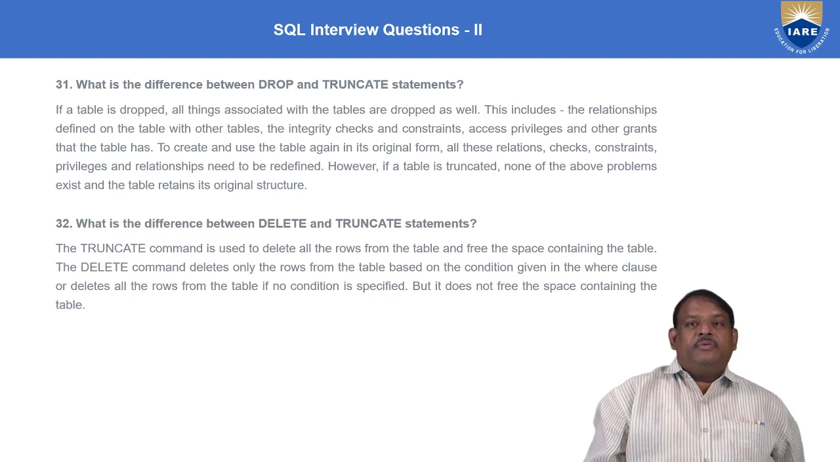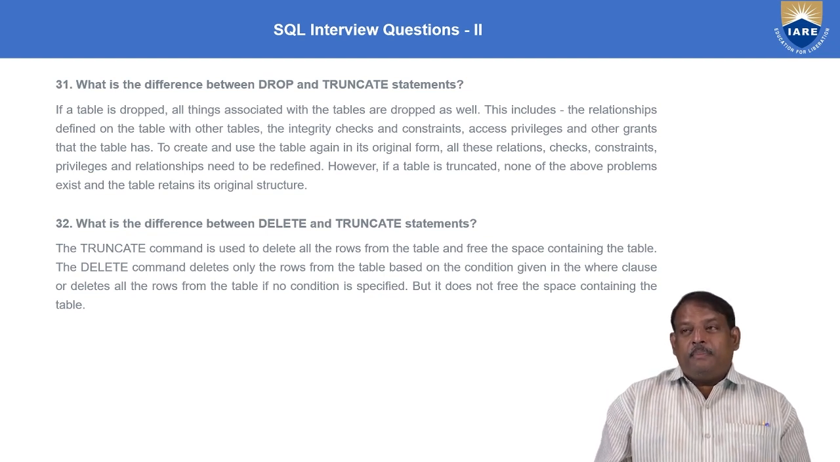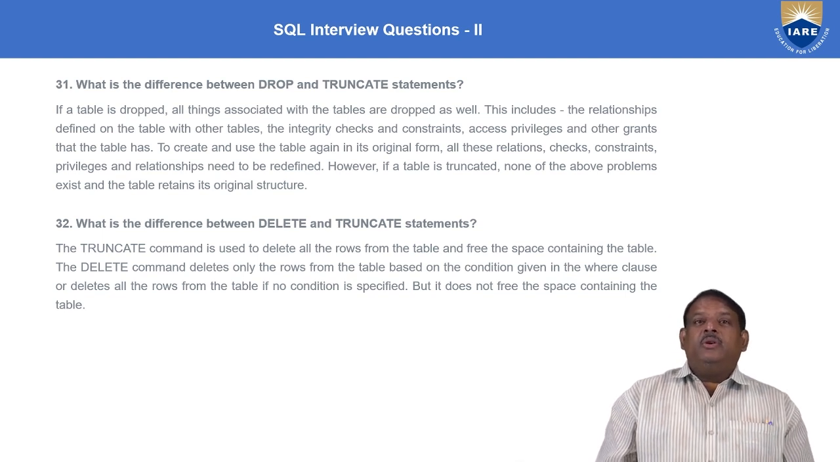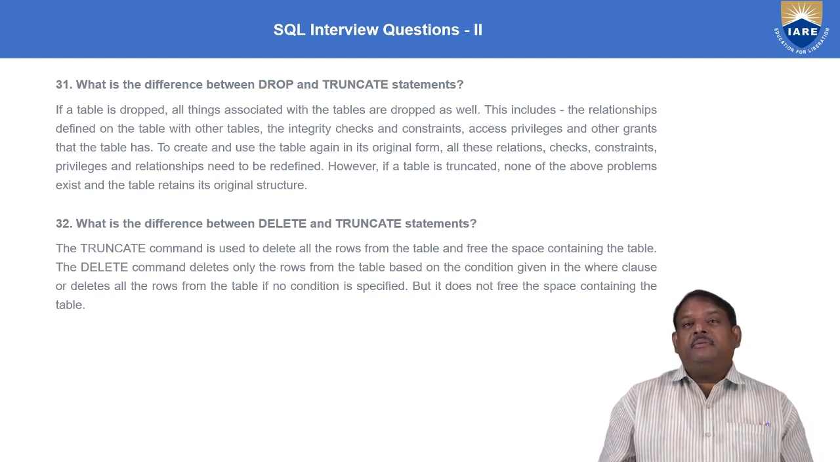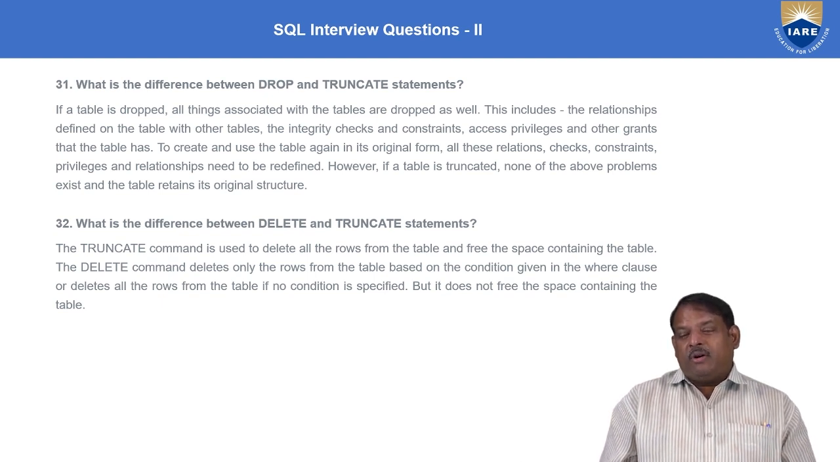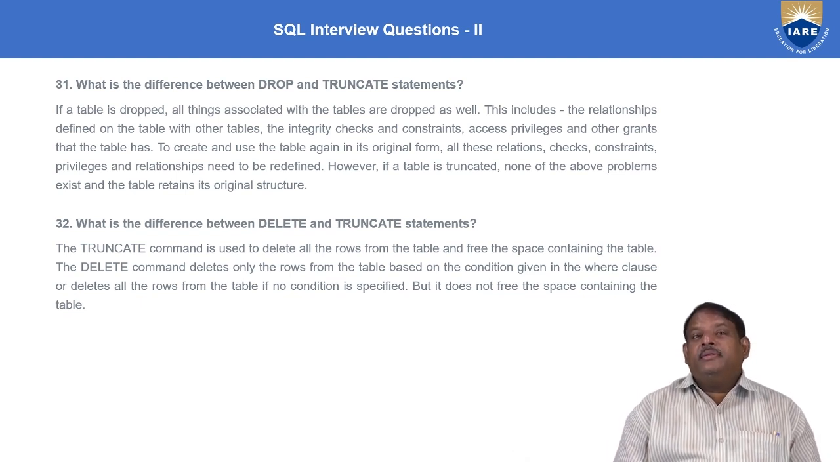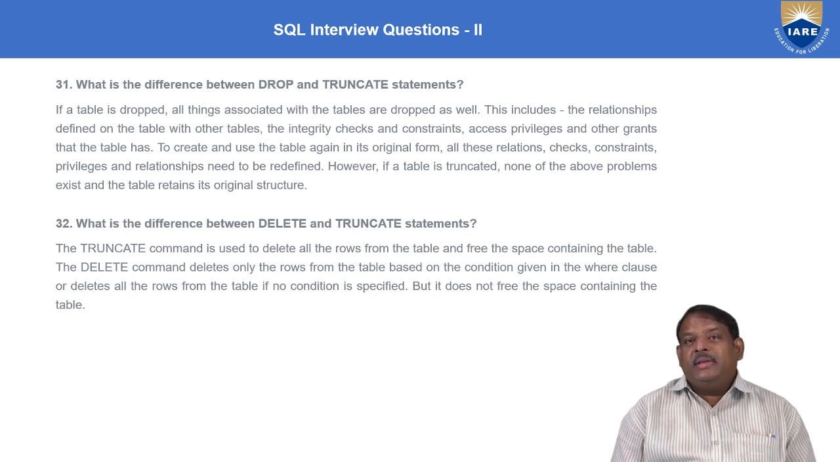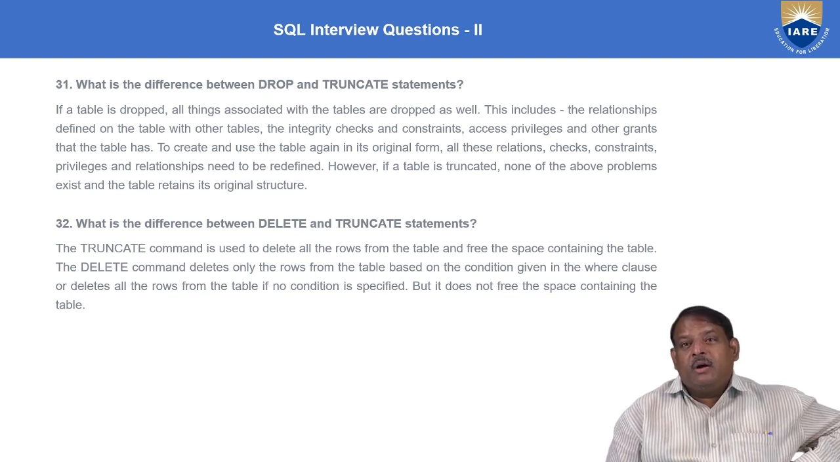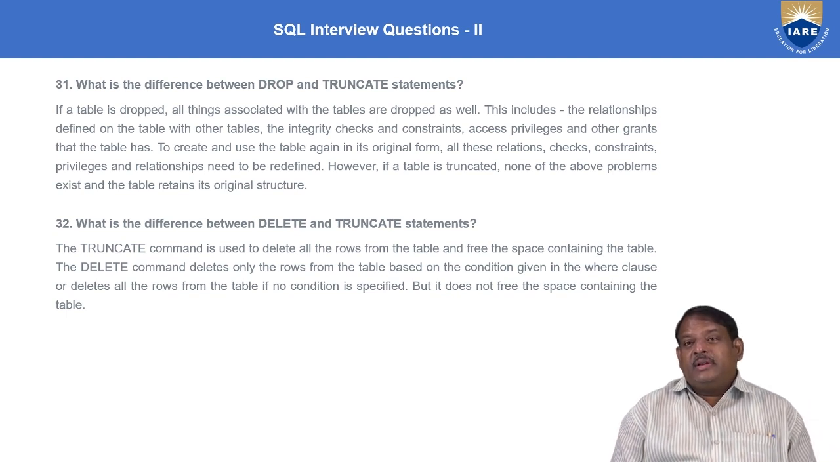Now we'll see what is the difference between drop and truncate. So we know that drop is to remove the structure. Truncate is used to empty the content of a table. If a table is dropped, all the things associated with the table are dropped as well. That means when you drop a table, if there are any primary keys, foreign keys, or indexes, everything is dropped. That includes the relationships defined in a table with other tables, the integrity checks and constraints, access privileges, and other grants the table has. To create and use the table once again in the original form, all these relations, check constraints, and privileges have to be redefined.